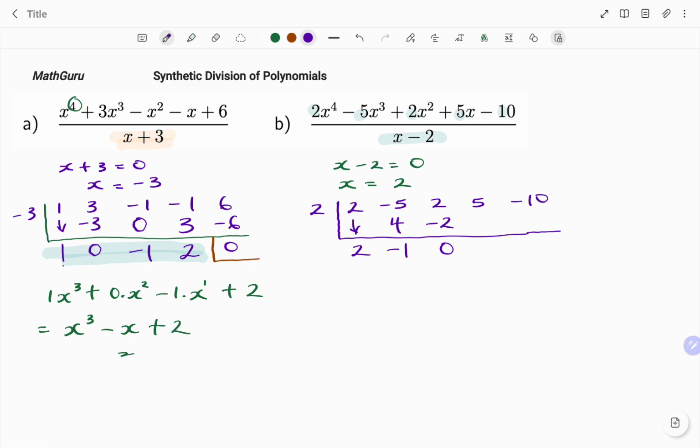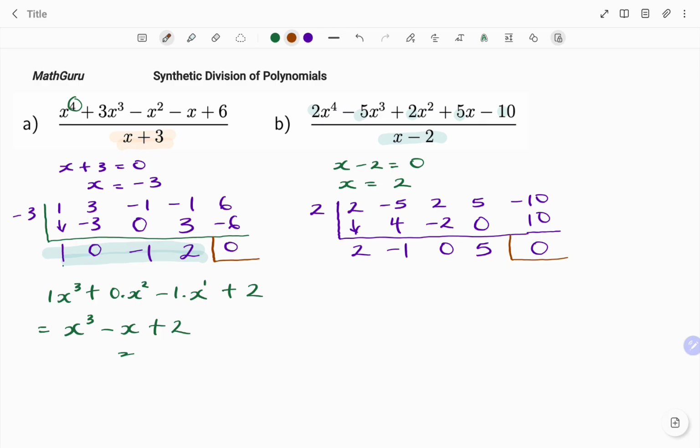Then I repeat the process. I have 2 times 0, that will give me 0. And then I add that column. 5 plus 0, that's 5. And the last but not the least step, 2 times 5 will give me 10. I write it in the last column as shown. And then adding that column, negative 10 plus 10 will give me 0. And as I explained earlier, what that means is if I divide that polynomial by x minus 2, there will not be a remainder.